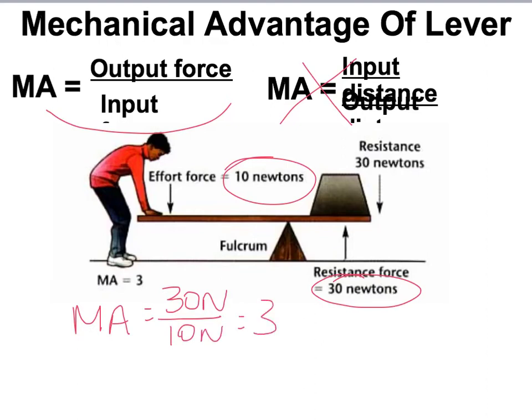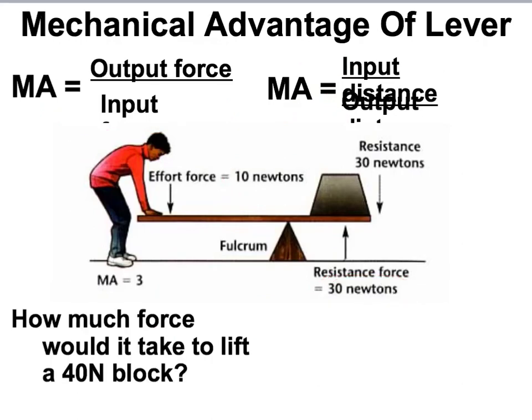So what can we do with that? Well, now let's suppose we had a different load. How much force would it take to lift a 40 newton block? We said the mechanical advantage is 3. And we want an output force of 40 newtons, but we want to know how much input force, how much effort force would be needed to move a 40 newton object.